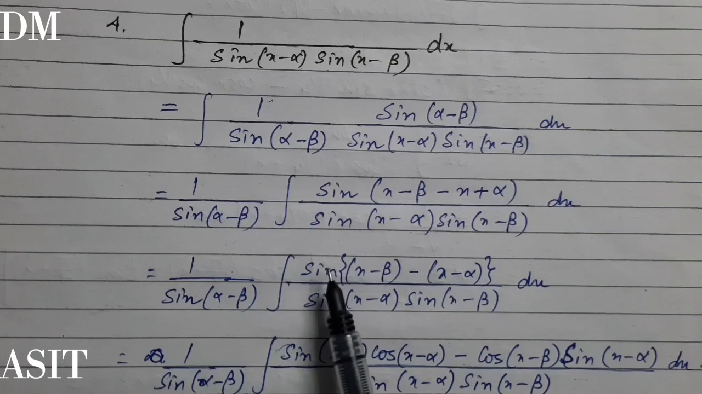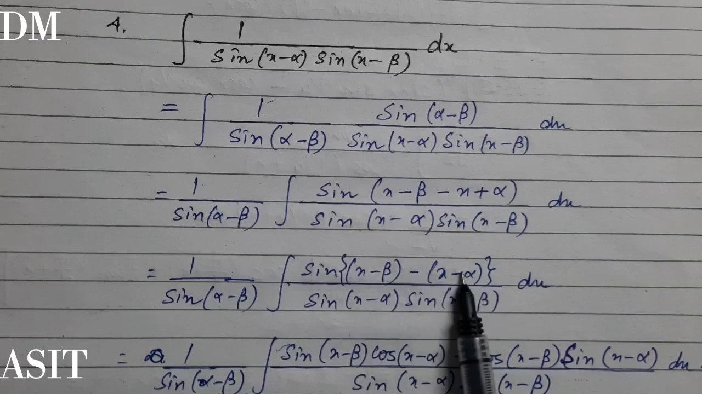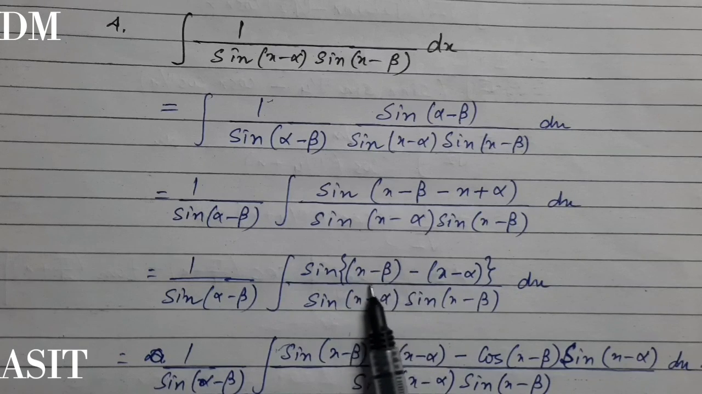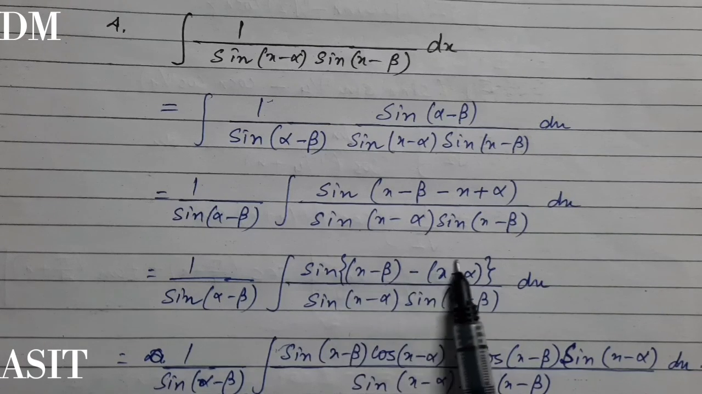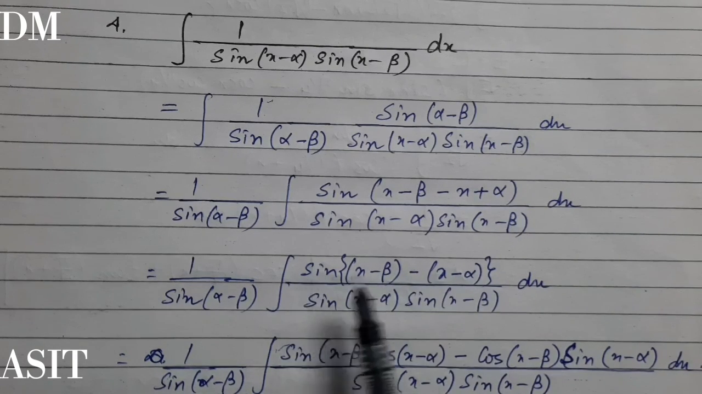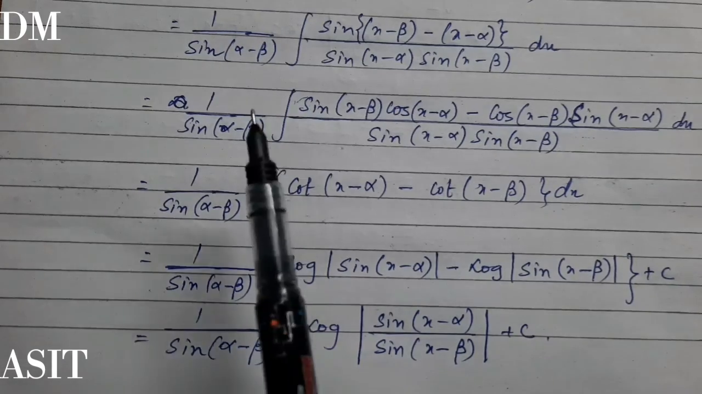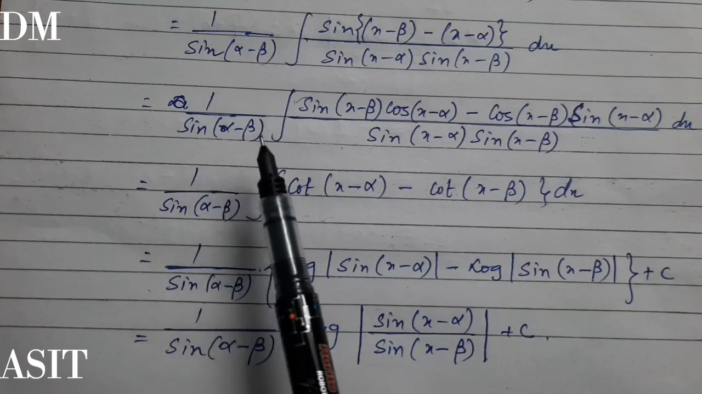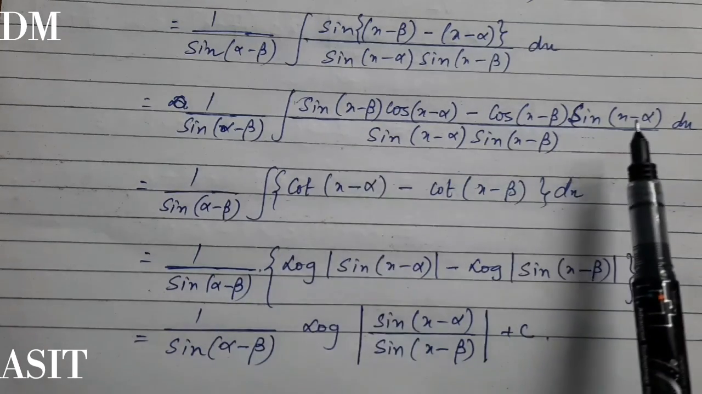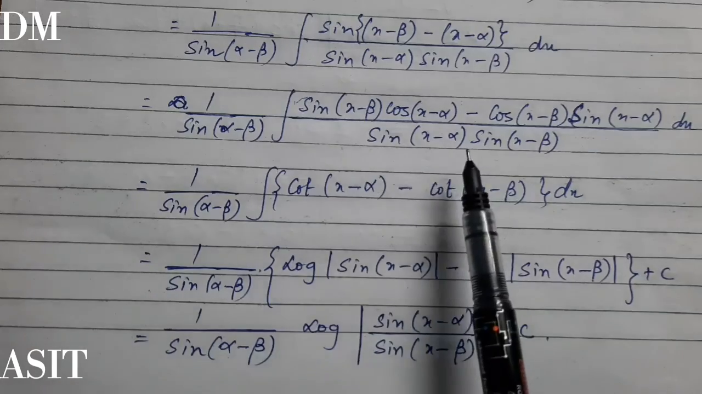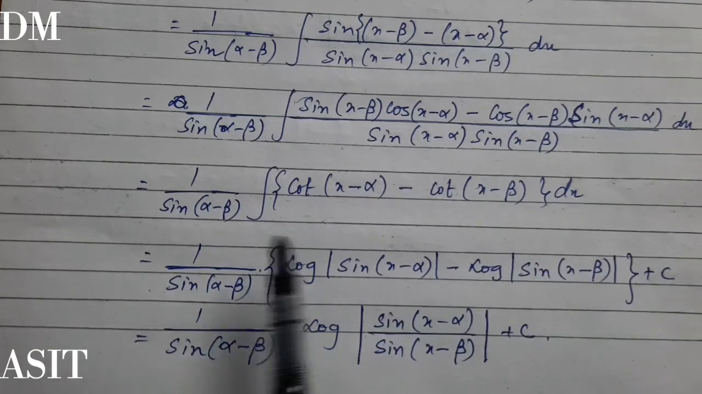Now we can see this is of the form sine of (theta minus phi). So taking the whole thing as theta and this one as phi, we can apply the formula of sine (theta minus phi), which is sine of (x minus beta) into cos of (x minus alpha) minus cos of (x minus beta) into sine of (x minus alpha) dx. So we can write 1 by sine (alpha minus beta) into the integration of this thing divided by sine (x minus alpha) into sine (x minus beta) dx.